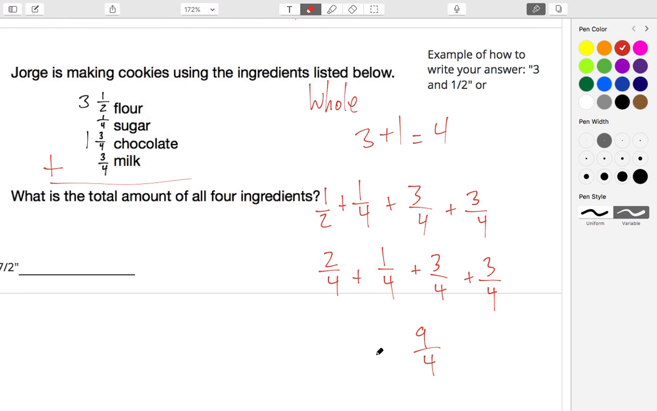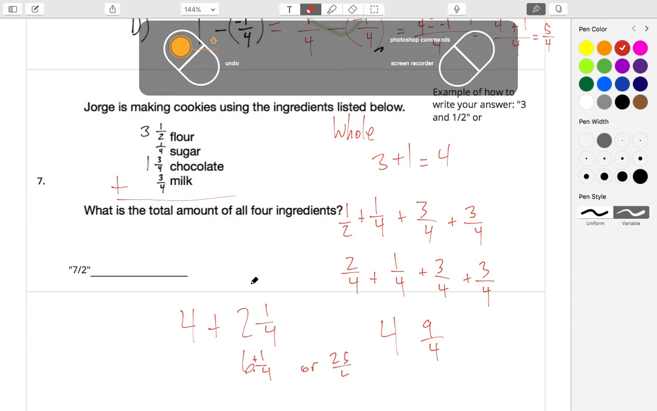And then add the 4. So 4 and 9 over 4, but you have to make it all a mixed number or whole. So 4 goes into 9 how many times? 2. So we have 4 plus 2 and 1 over 4 now, which gives you 6 and 1 over 4. Or multiply here, add here. This is 25 over 4 should be your answer.